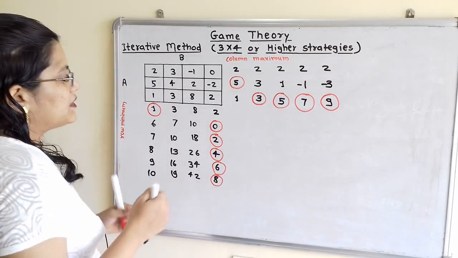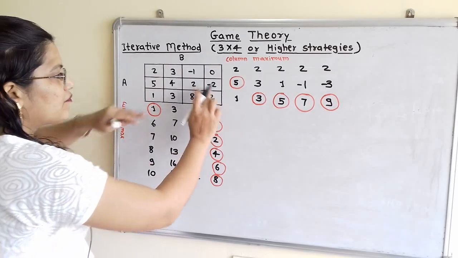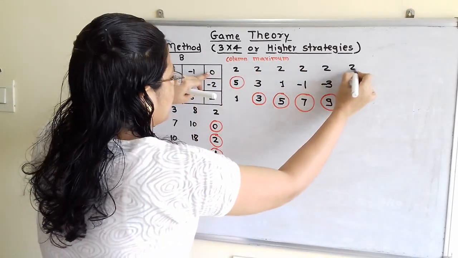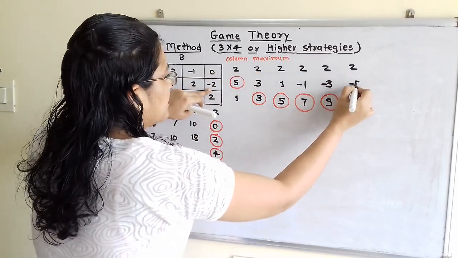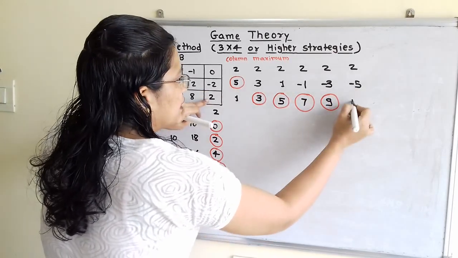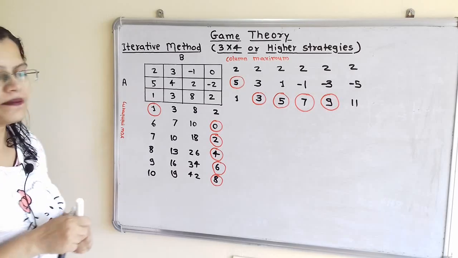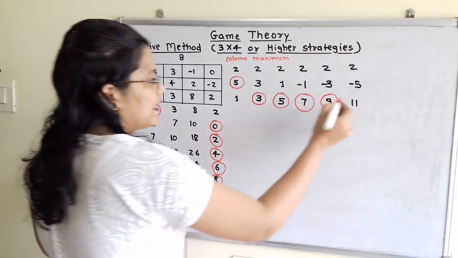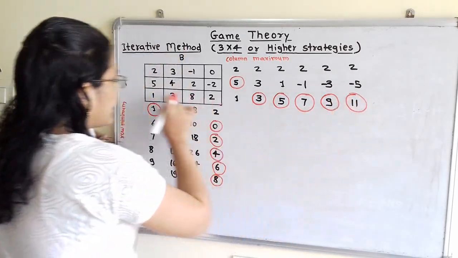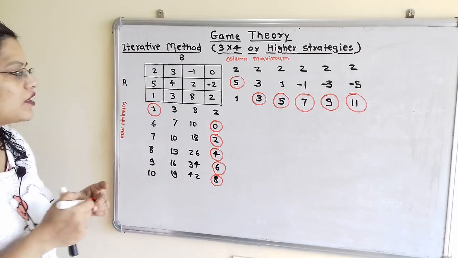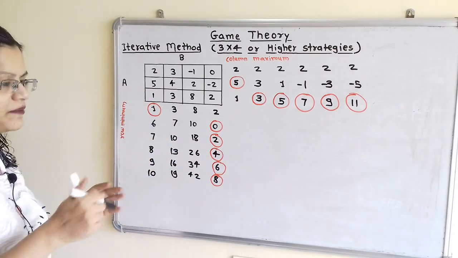We will repeat the process. So for this column we will add the numbers 2, minus 2, minus 3, minus 5, and 9 plus 2, 11. So here also column maximum, that is the maximum value we have to select. So we will select here again the third row. So for this third row again we will repeat the process.